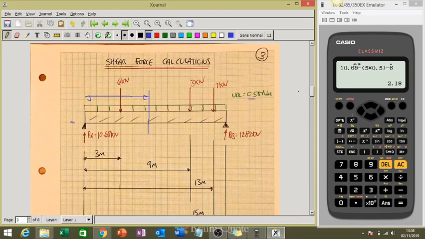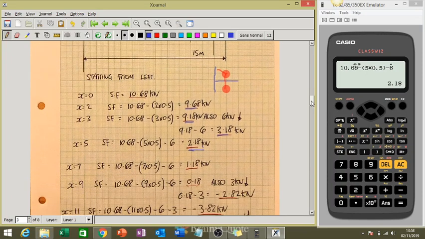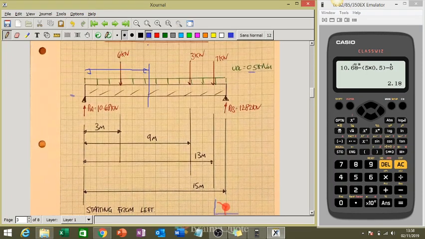So at x equals 5, that's what I've got. I've got shear stress of 2.18. I'm now going to go to, what have I gone to? I've gone to 7. So I'm now, get rid of that. It's 9 meters to there, so I'm here somewhere.